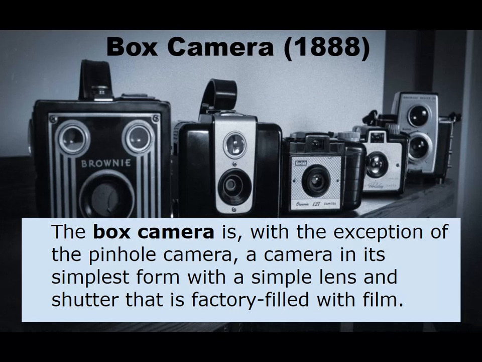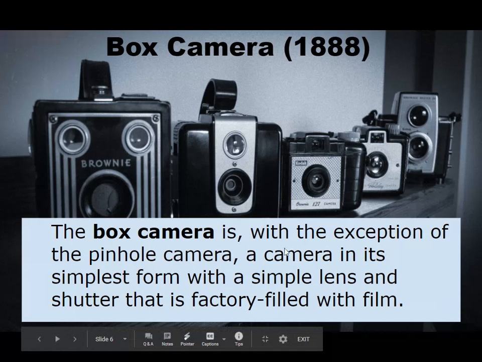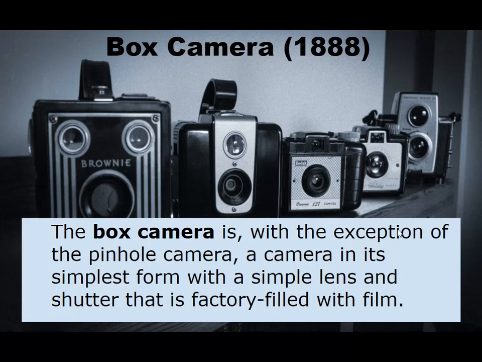We then have the box cameras. The box camera, which actually came out in the late 1800s and was popular through about 1950 or so. The box camera, with the exception of the pinhole camera, is a camera in its simplest form with a simple lens and shutter that is factory filled with film. Some of these had minor adjustments that could be made to shutters or apertures, but most of them were fixed focused and did not have any flash capabilities, so they had to be used out in bright sunlight.